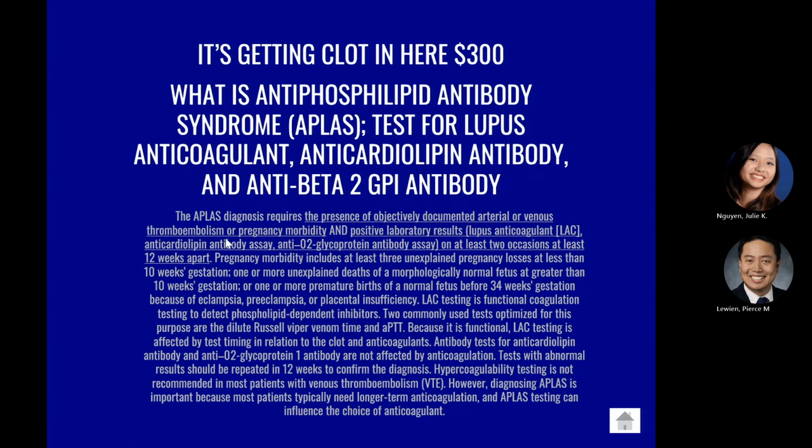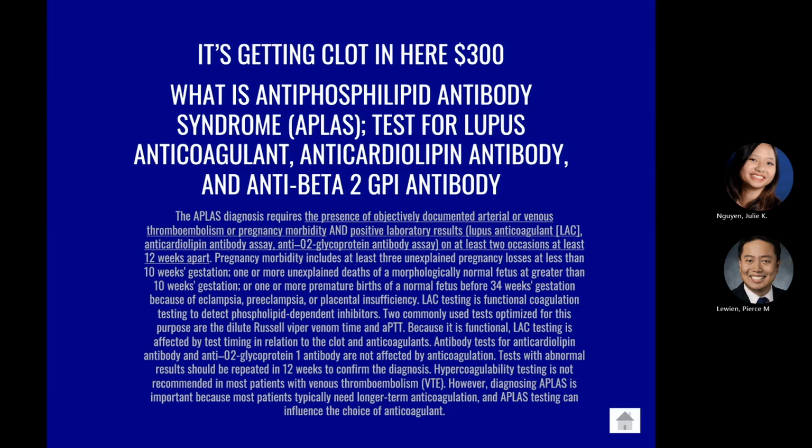So coming to the diagnosis that was mentioned before, you basically need objective documentation of either an arterial or a venous thromboembolism or a pregnancy morbidity, which we'll come to later, and a positive lab test, which would be either the lupus anticoagulant, anticardiolipin, or anti-beta-2 glycoprotein on at least two occasions, 12 weeks apart, at the very least. For pregnancy morbidity, it's complicated and has a nuance to it. You have to have at least 3 unexplained pregnancy losses if it's less than 10 weeks of gestation.